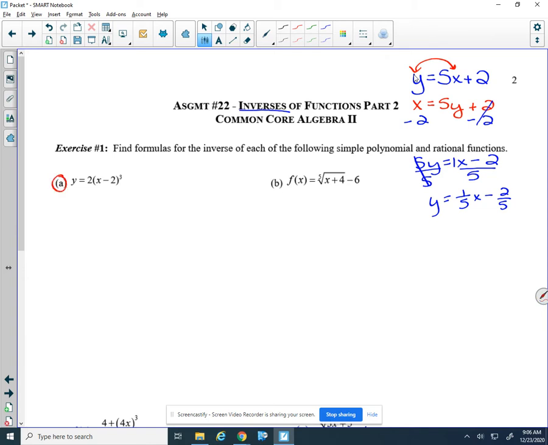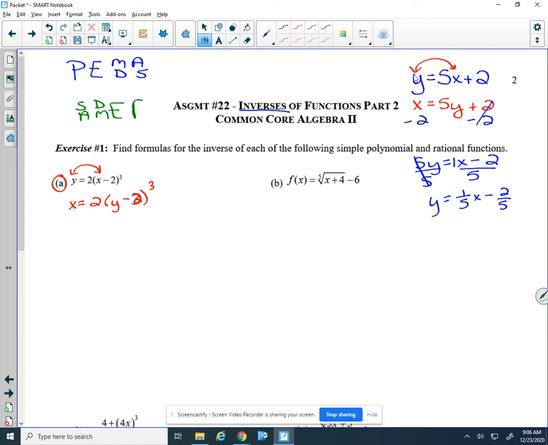It says find formulas for the inverse of each of the following simple polynomial and rational functions. So just like every inverse problem, the first thing we do is switch x and y. And then we're going to look for inverse operations, or how are we going to get rid of each thing. Now, when we do this, we have to think about using the reverse order of operations. So we all know that we use PEMDAS when we're simplifying. So maybe, or maybe not, you've heard this before, but when we solve and when we move things over, it's like we're peeling them away.